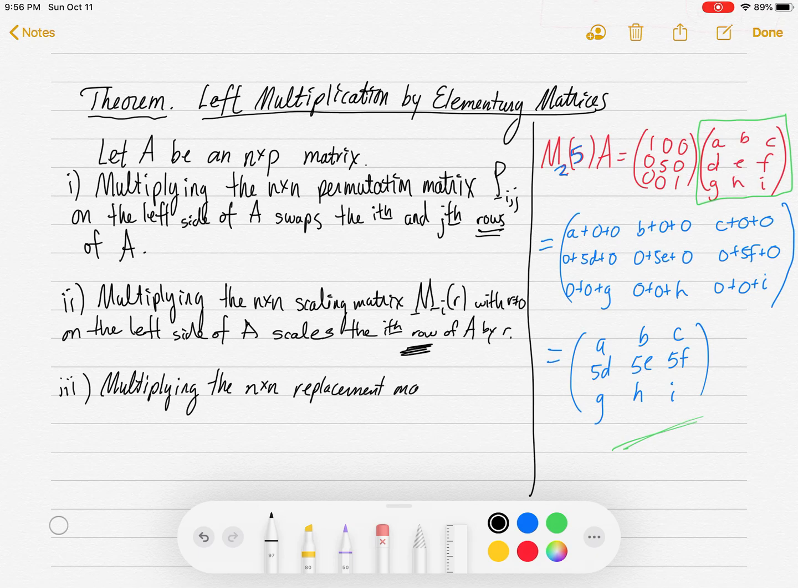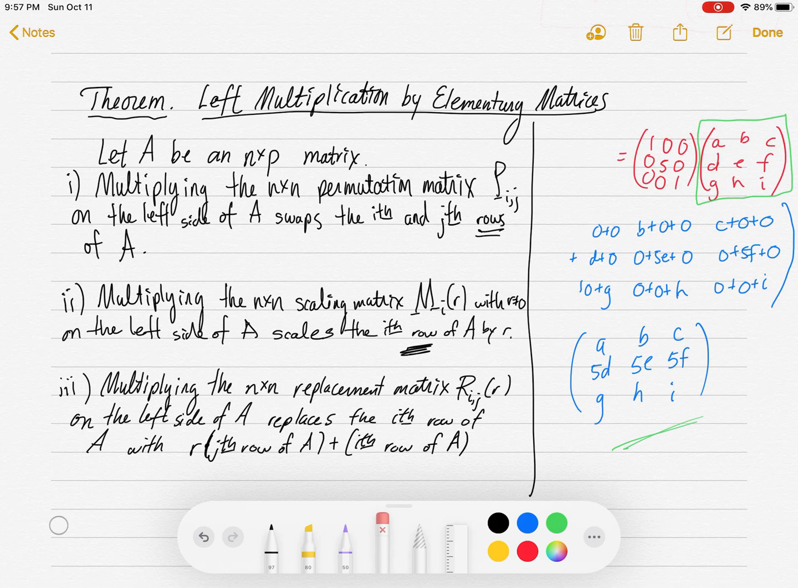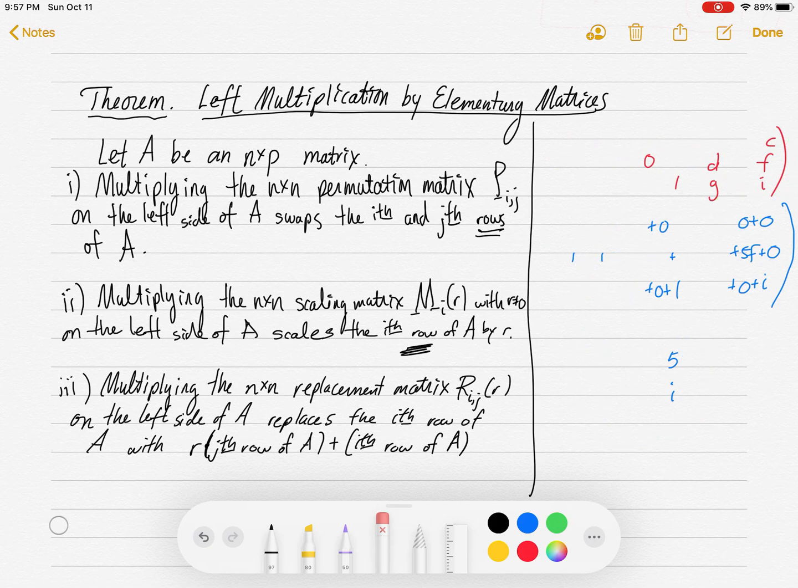So let's write that down. So multiplying the n by n replacement matrix R_ij of r on the left side of A replaces the ith row of A with r times the jth row of A plus the ith row of A. Okay, that's a mouthful.